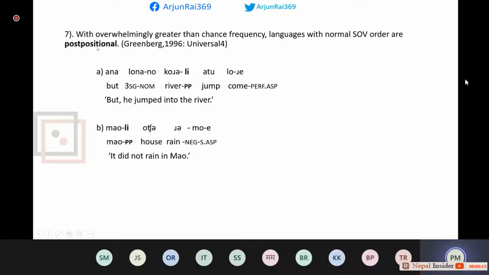So also Mao is a post-positional language unlike English, as we can see here in example A. Analo nano korli atu lore. Here li is the postposition marker in Maola, and it follows the noun. Therefore, the language is post-positional.